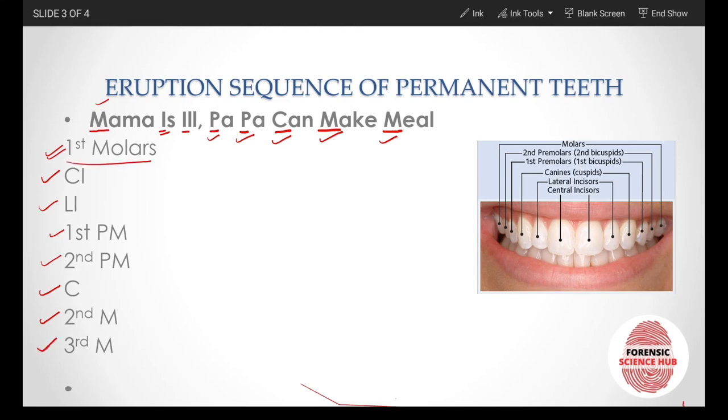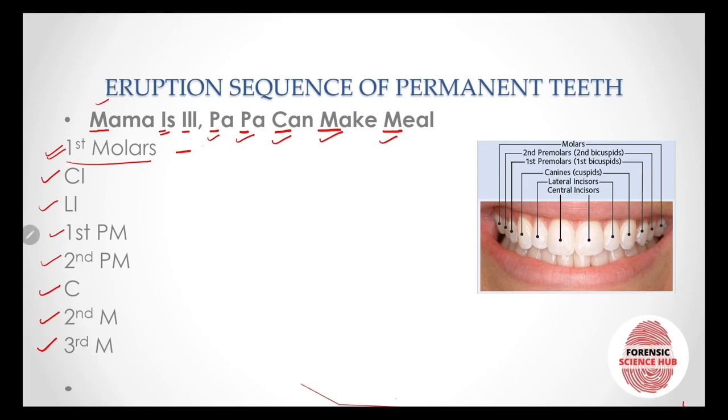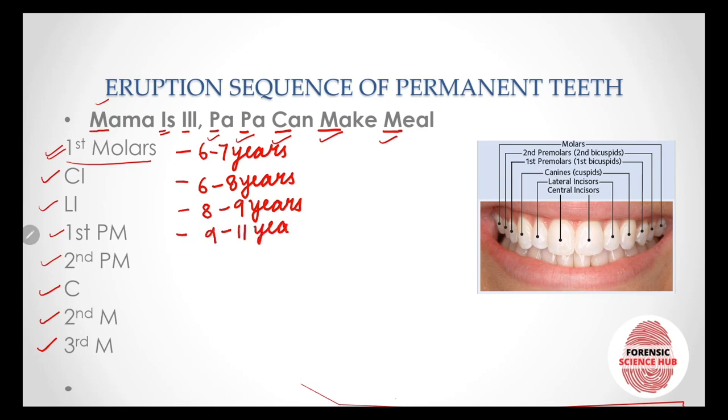So the first molars erupt at the age of 6 to 7 years. The central incisors erupt at the age of 6 to 8 years. The lateral incisors erupt at the age of 8 to 9 years. The first premolars erupt at the age of 9 to 11 years. The second premolars erupt at the age of 10 to 12 years.